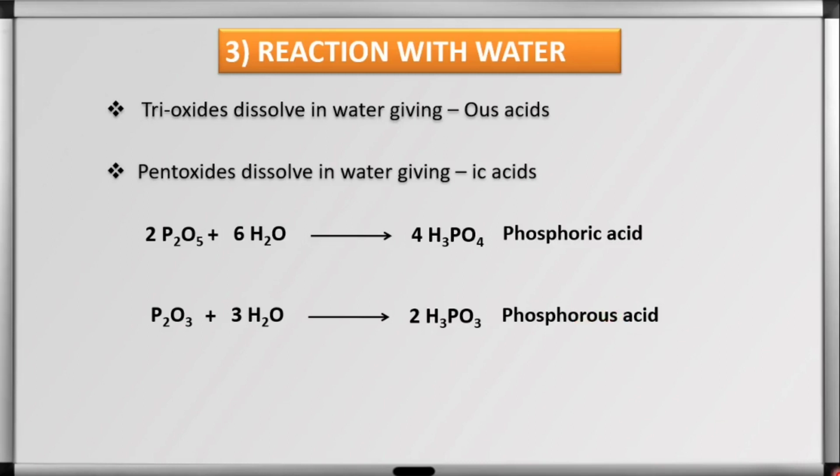It is very important. When pentoxide is dissolved in water, it gives phosphoric acid, meaning the IC suffix with the acid, and when trioxides dissolve in water, they give the OUS acid, that is, the suffix is OUS. So here we take the example, so remember it.